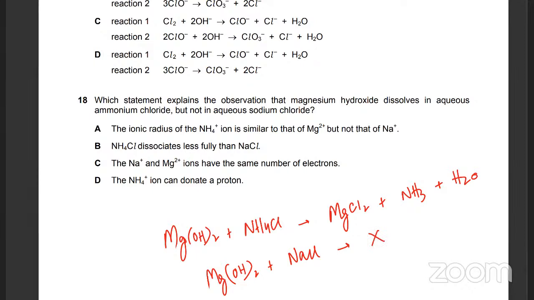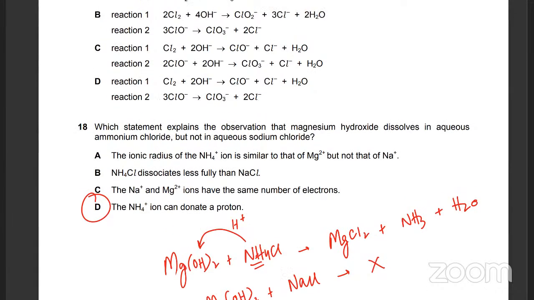What's the best explanation for this? Why does it react with ammonium chloride? Because it is acidic. So it's going to be D. Ammonium, remember, ammonium ions can donate an H+. That's why it turns into NH3. It's an acid-base reaction. This is a base, OH-, it accepts an H+, turns into water, and NH4+ loses an H+, turns into NH3. So the NH4+ is basically an acid, or it can behave as an acid. That's why it reacts with bases. Is that clear?